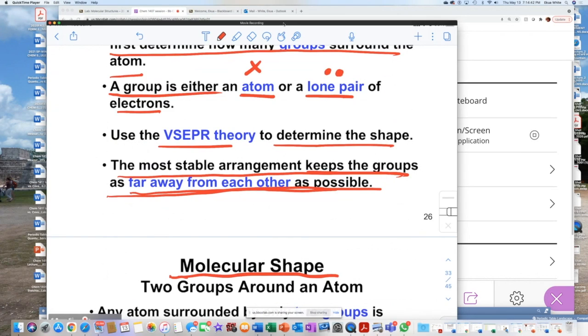Why do we even care about molecular shape? Why is that so important? Because in the world of science, shape determines function, right? The shape of a molecule determines the function of that molecule.